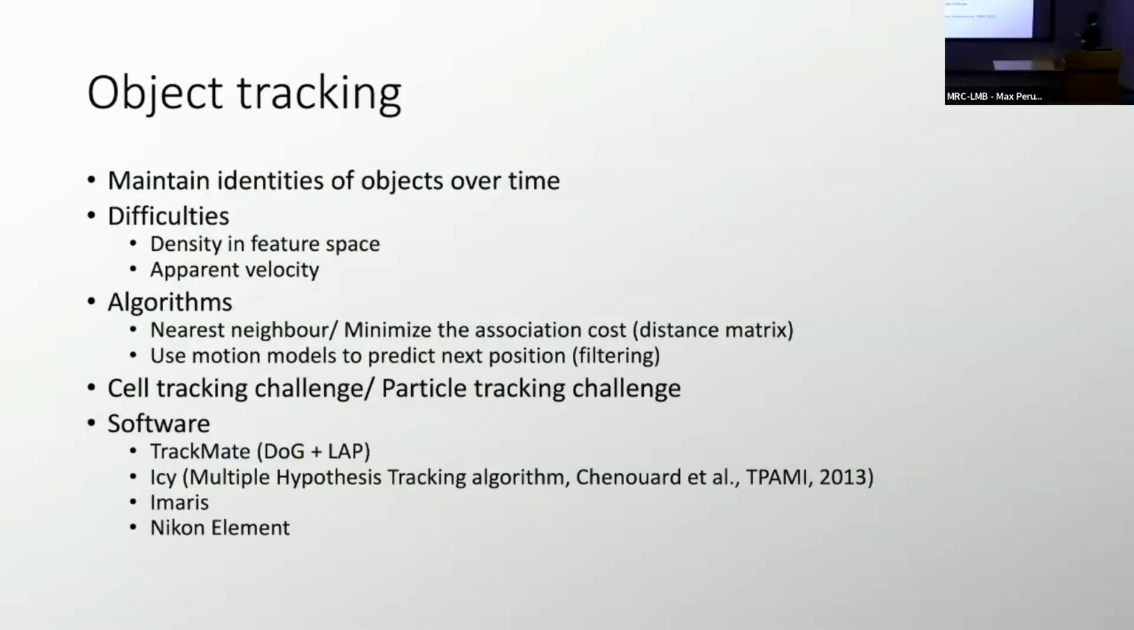To solve this problem, you can minimize an association cost, or a distance matrix, or distance between feature space matrix. You can also combine this with motion models to predict the next position. It's called filtering. A Kalman filter, for example, could be used, and there are more advanced filters, but they are often not implemented. There are some challenges for tracking cells or tracking particles, so people try to develop techniques for solving this problem.